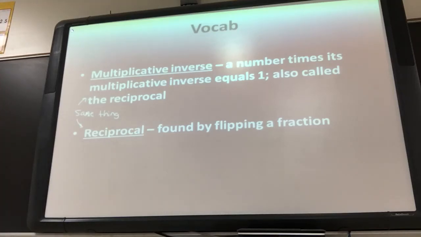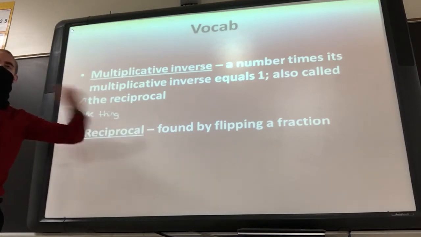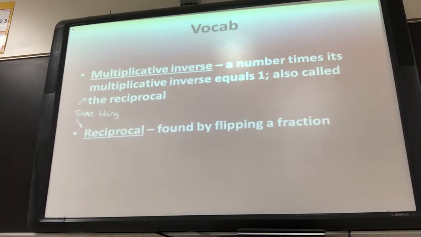So a number times its multiplicative inverse always equals 1. And the multiplicative inverse is also called the reciprocal. You might have heard that one before. The reciprocal of a number is found by flipping a fraction. We'll get a few reciprocals here in a second.